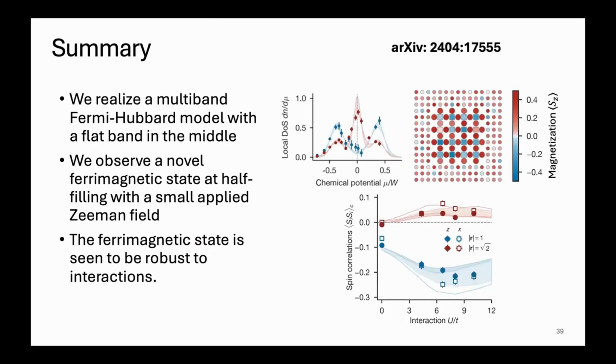Good. So let me summarize this. We realized this multi-band Fermi-Hubbard model with a flat band in the middle, and we're nicely able to show this and see the magnetic state. And this ferromagnetic state is, as predicted, very robust to interactions.